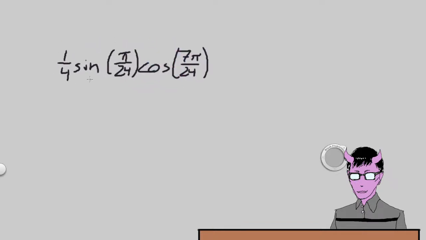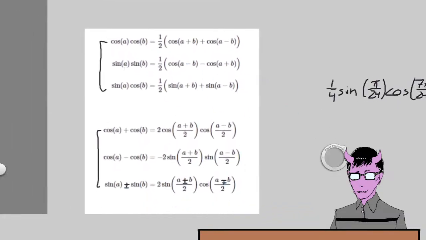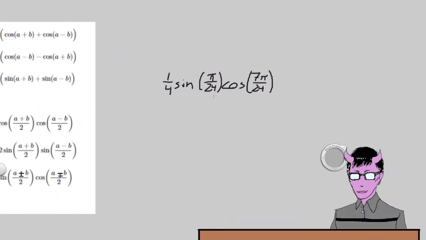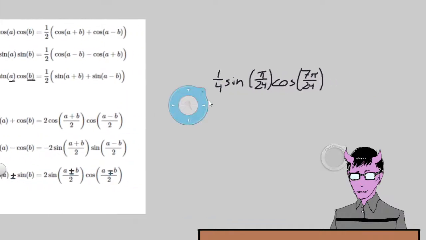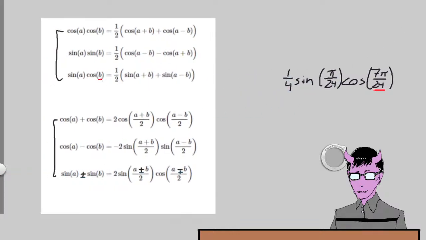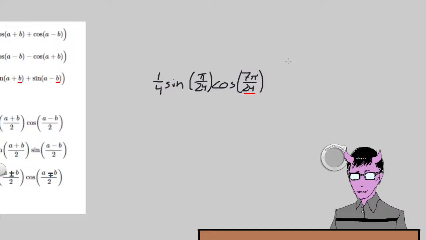So we have a product, we have a sine thing times a cosine thing. So we're going to jump to one of these algorithms, not one of these algorithms. We have the sine times a cosine, so we're using the third one right there. Color coding it real quick again. We have the second argument, that's going to be the B. And then we have the A.